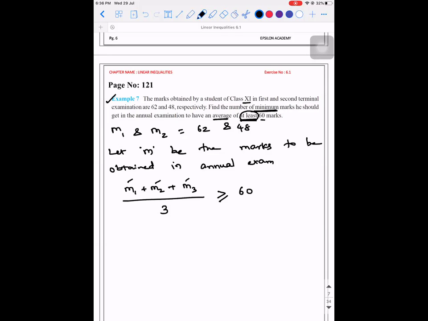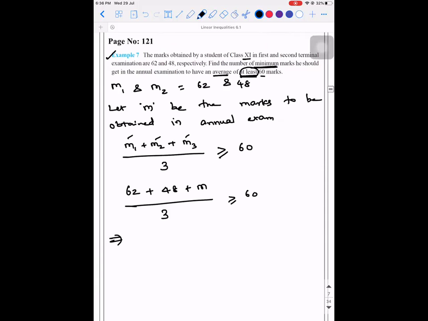So M1 is 62, M2 is 48, plus the third mark M, divided by 3 should be greater than or equal to 60. So what should I do? Multiply with 3 on both sides. So 62 plus 48 is how much? 110, no? 110 plus M should be greater than or equal to 180. M should be greater than or equal to 70.